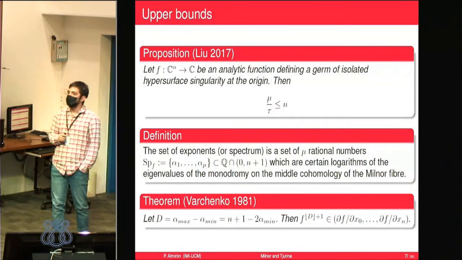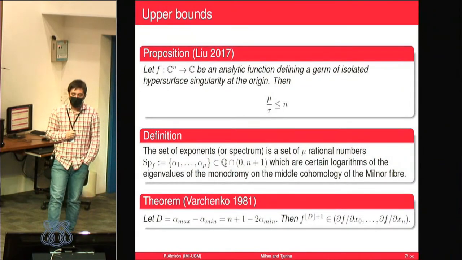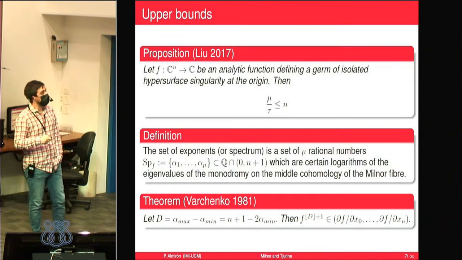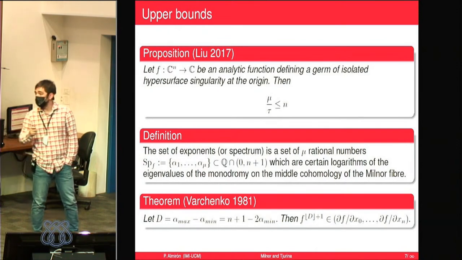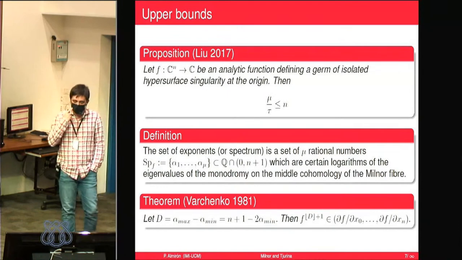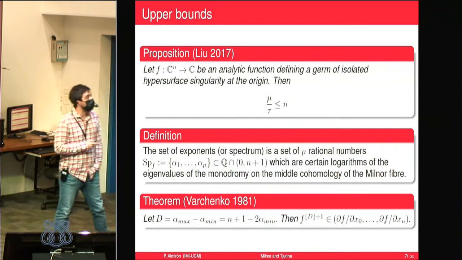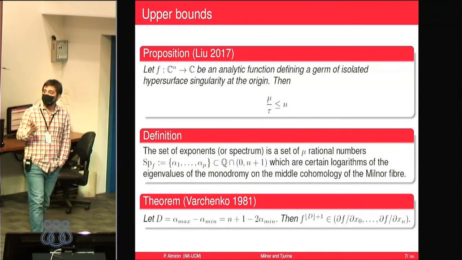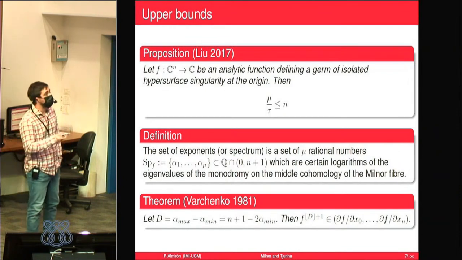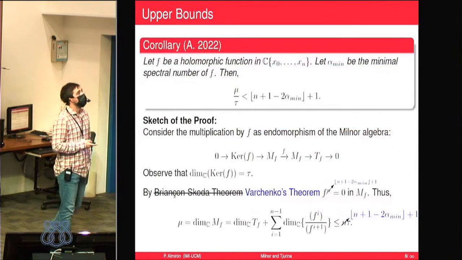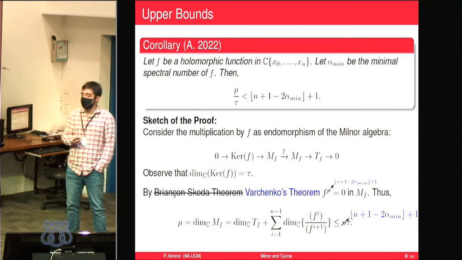is a theorem of Varchenko in 1981, and he proved that if you look at the difference between the maximal and the minimal spectral value, then f to the power of the floor function of this number plus 1 belongs to the Jacobian ideal. And why is this theorem interesting? If you go to the proof of Liu's theorem, he's using the Briançon-Skoda theorem. But I assume that all of you know Briançon-Skoda, but you can really improve Liu's theorem.